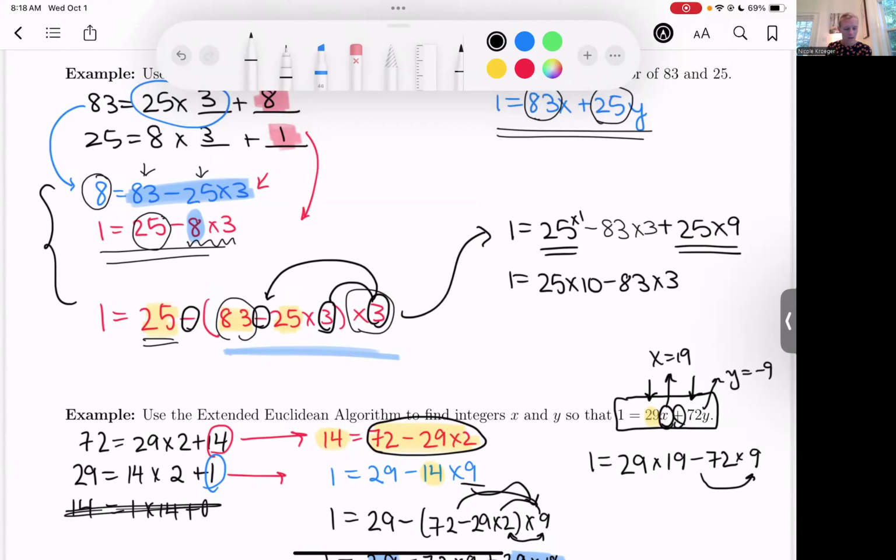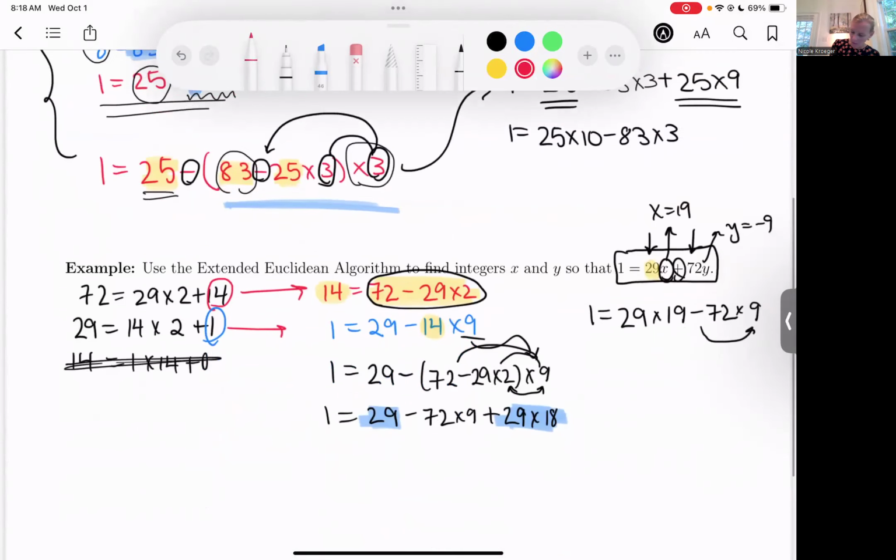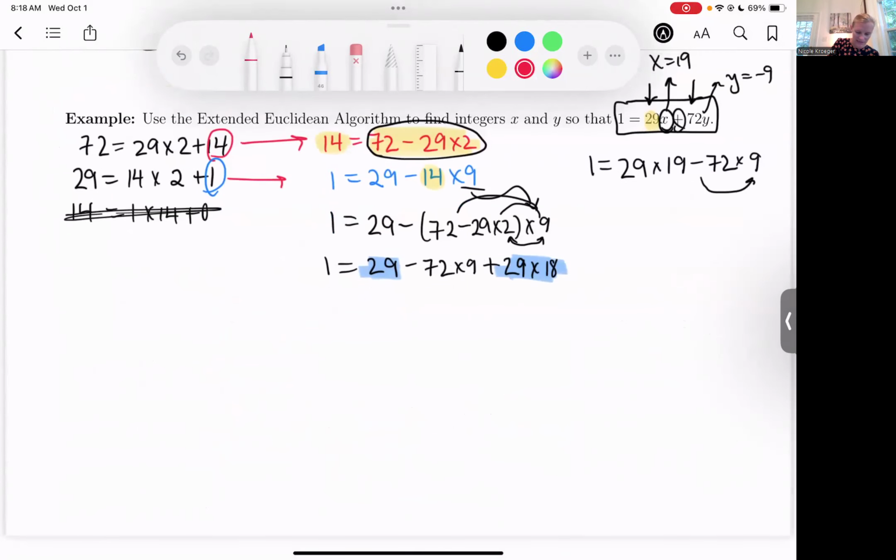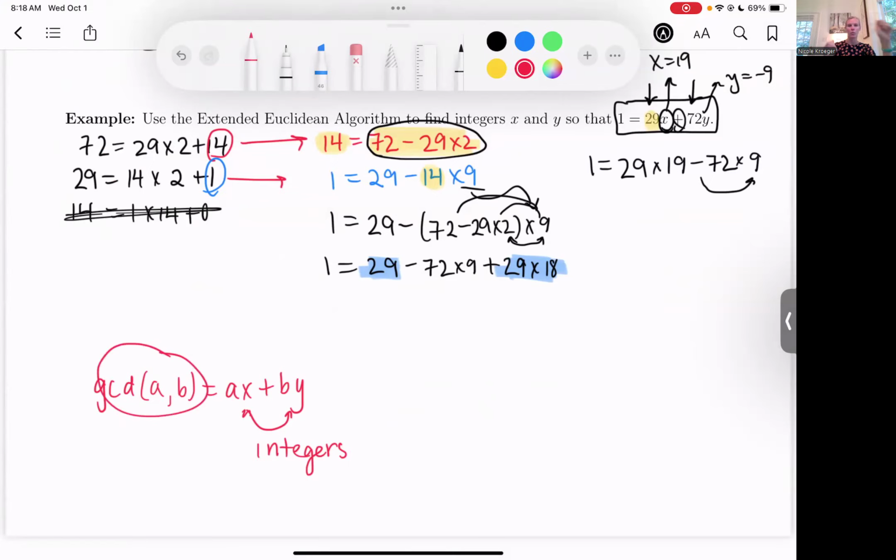Okay? So the extended Euclidean algorithm is always going to allow us to find integers x and y so that we can write the GCD of two numbers as a times x plus b times y, where x and y are integers. So this is what the extended Euclidean algorithm allows us to do, is to write expressions like this. The previous two examples we did, the GCD was 1, so we were able to write 1 is equal to this combination of the numbers that we were working with.